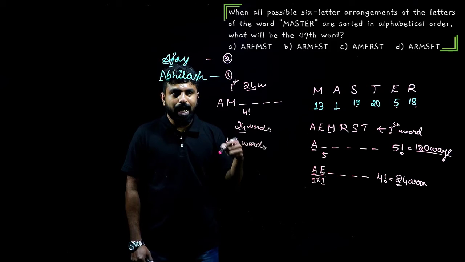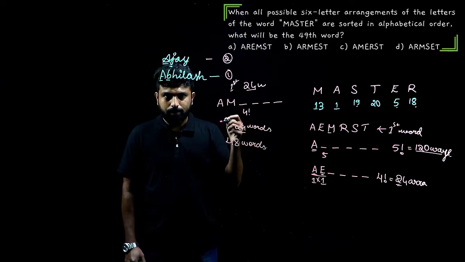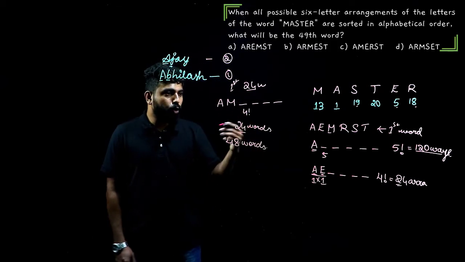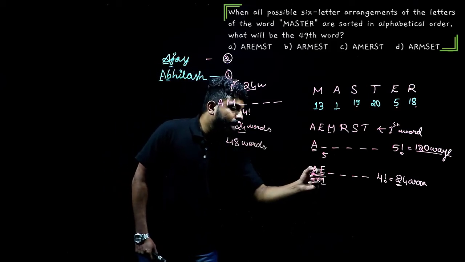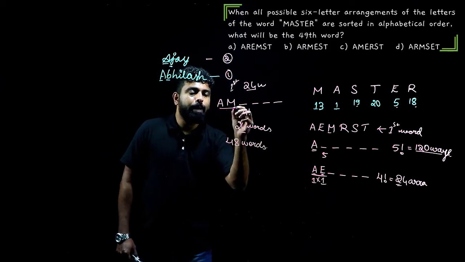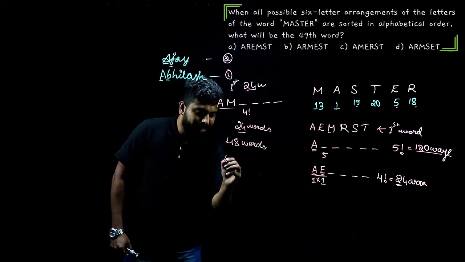They're asking for the 49th word. So how do we do that? All the arrangements based on AE and AM are done. So now what do we need to take next?